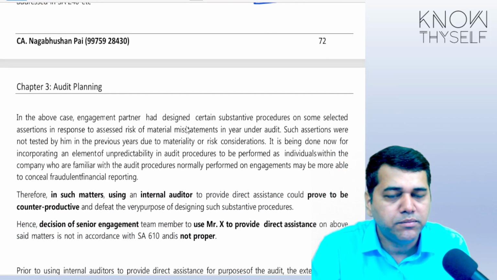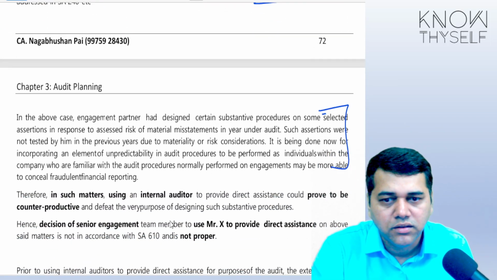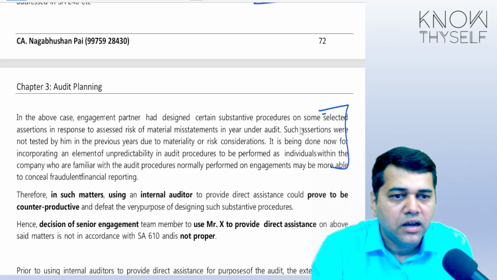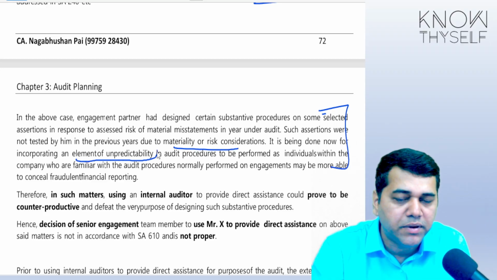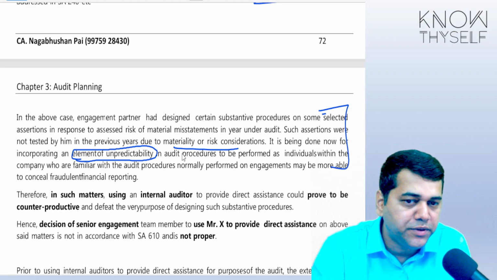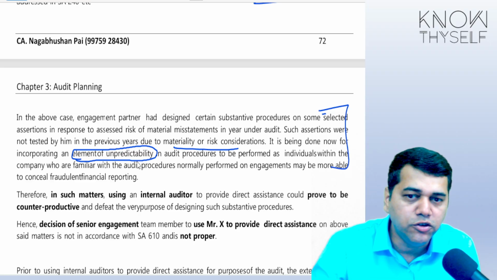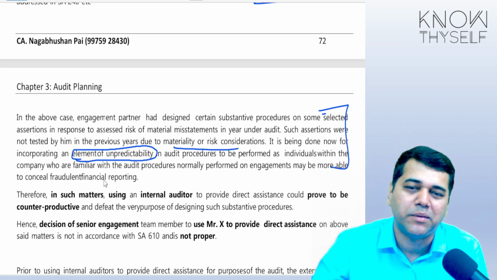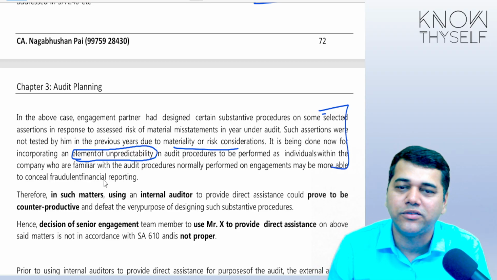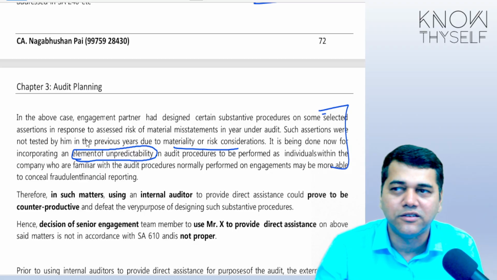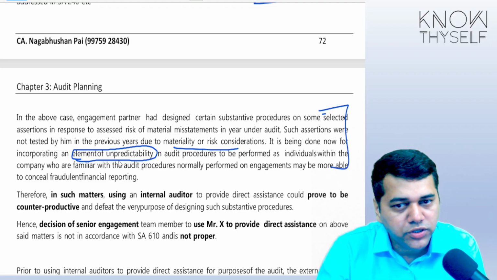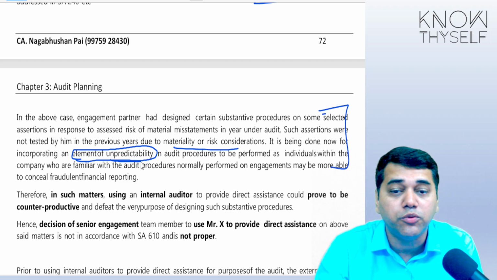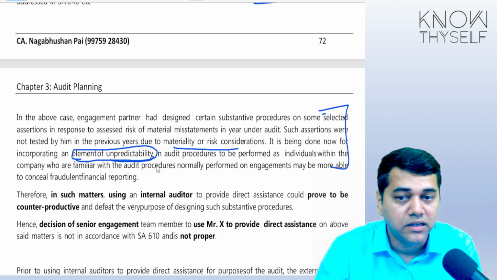Now, in the above engagement, you designed, this is the story. That means such audit assertions were not tested in the previous year because of the materiality. It is now being done incorporating an element of unpredictability. So, in which perspective must you have been using this? Last year you didn't test. So, what will people think? Okay, the auditor is not considering it because it is immaterial or low risk. Maybe a problem must have been happening there. Now you decided to do this substantive test because you wanted to bring one element of unpredictability.